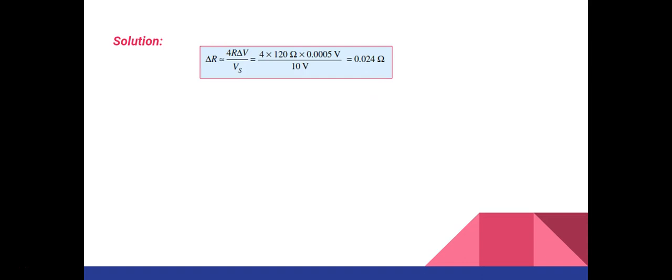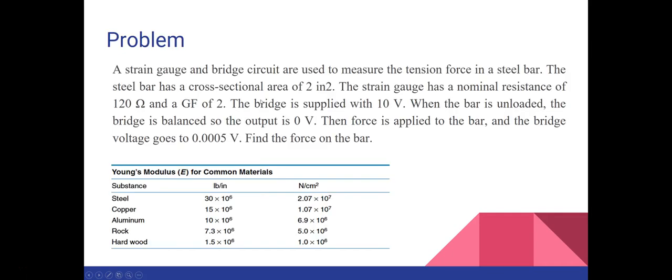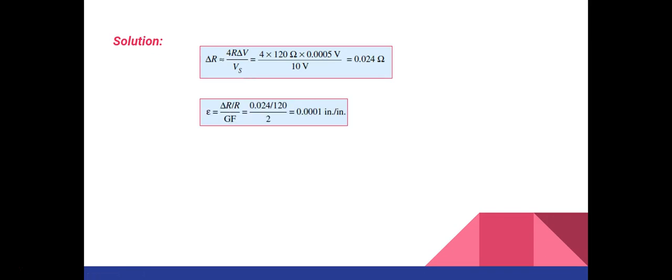Now next, which we are going to calculate is the strain, and this strain can be calculated by this formula, delta R by R upon GF. Delta R we already know, we have found it, and R is 120, and gauge factor for this is 2. Let's see if it is given in the problem. The steel bar has a cross-sectional area of this, and it has a gauge factor of 2. So yes, this gauge factor is already given in our problem. So we'll put that value into the equation, and we will get this much answer.